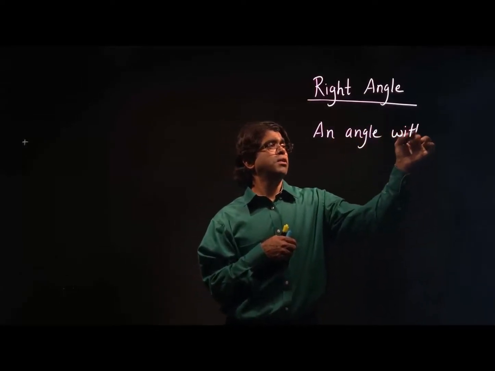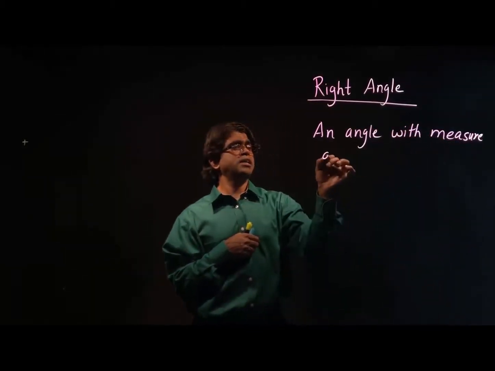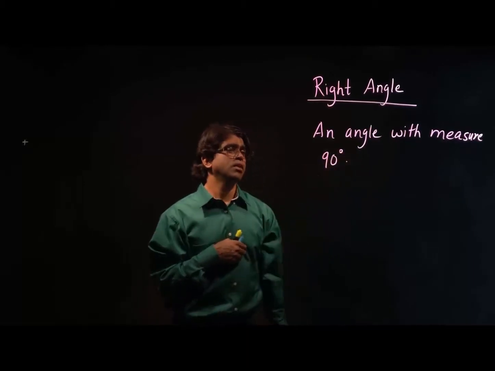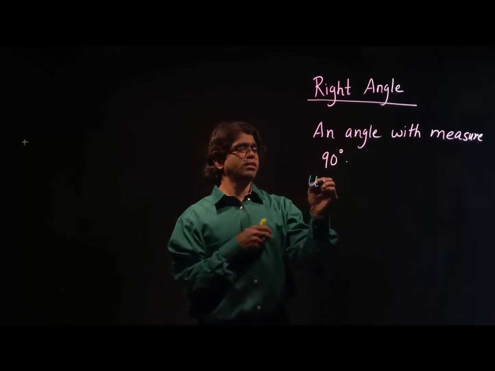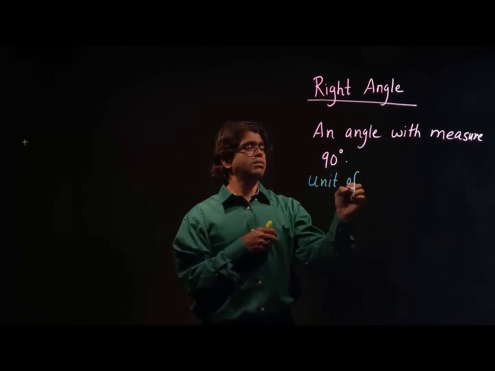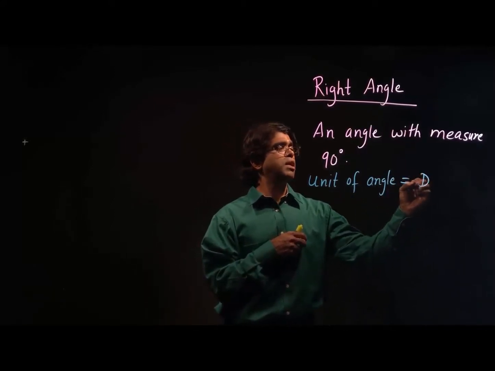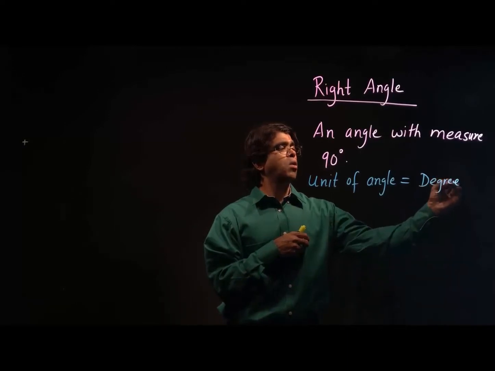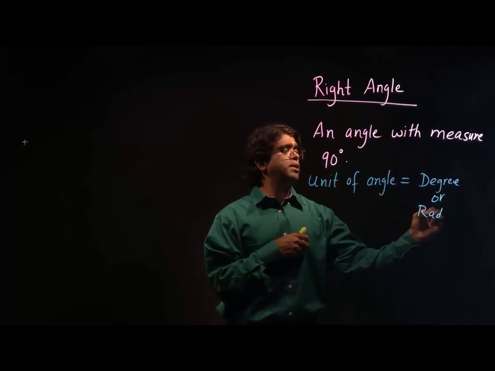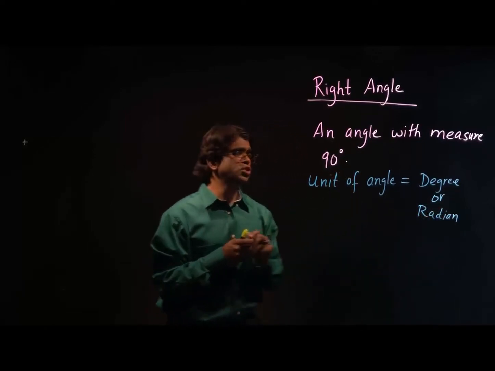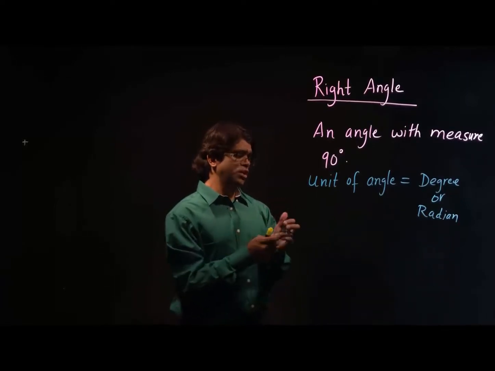A right angle is basically an angle with measure 90 degrees. And if you remember, the unit of angle is basically a degree, or we can also use radian, but we are going to stick with the degree right now. So let's first focus on the degree only.